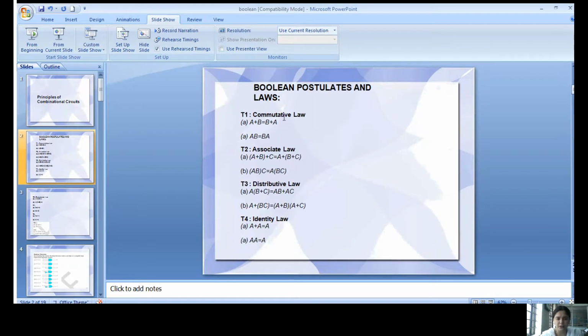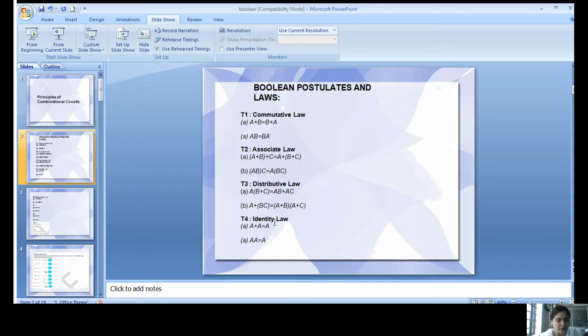Here you are having commutative law. A plus B is equal to B plus A. AB is equal to BA. You have studied associative law, that is A plus B plus C is equal to A plus B plus C, AB into C is equal to A into BC. You have studied distributive law. A into B plus C is equal to AB plus AC. A plus BC is equal to A plus B into A plus C.